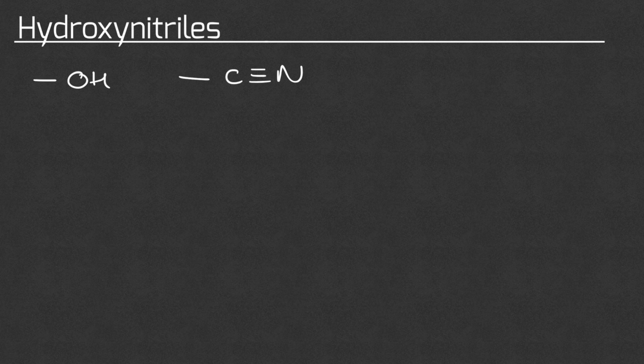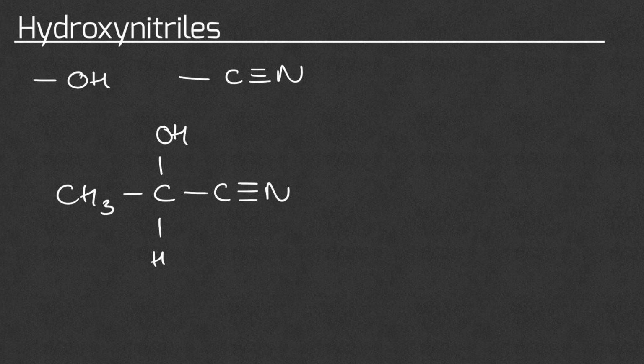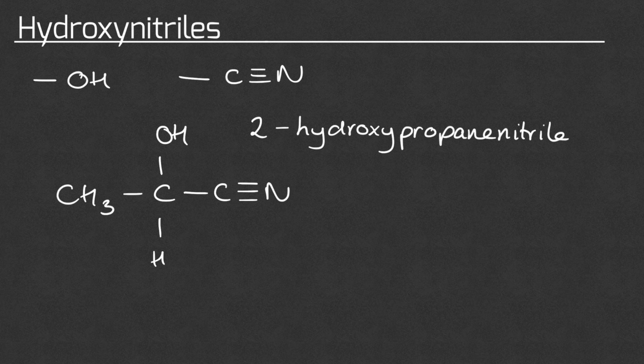As you've probably guessed by the name, they contain both the hydroxy or alcohol group and the nitrile group. So for example, this would be a hydroxynitrile. We've got the nitrile group here, the CN group, and the alcohol or hydroxy group. This molecule would be 2-hydroxypropane nitrile.